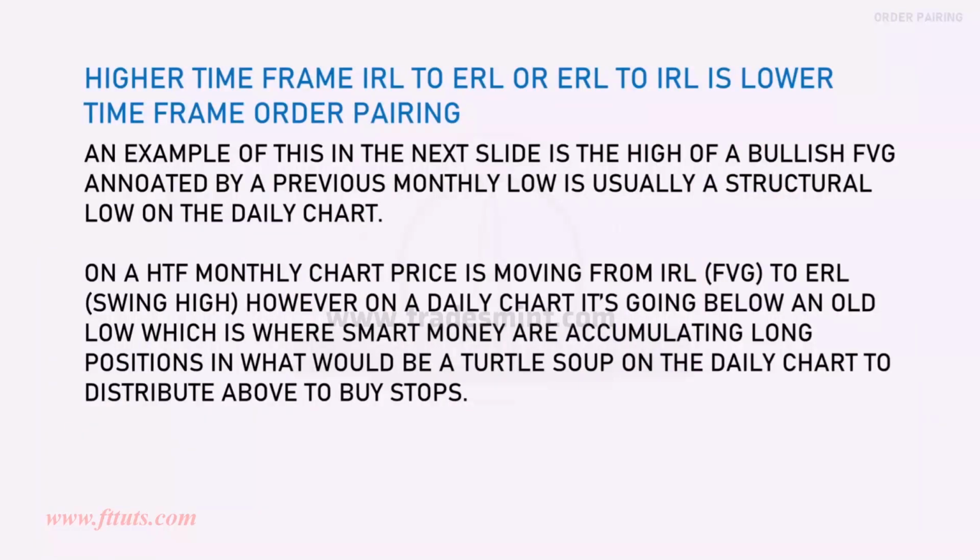Higher time frame internal range to external range, or external range to internal range, is lower time frame order pairing. So an example of this, in the next slide, is the high of a bullish fair value gap annotated by a previous monthly low, which is usually a structural low on the daily chart. So on a higher time frame monthly chart, price is moving from internal range, that fair value gap, remember, to external range, that was that swing high. However, on a daily chart, it's going to be below an old low, which is where smart money are accumulating long positions in what would be a turtle soup on a daily chart to distribute above those buy stops.